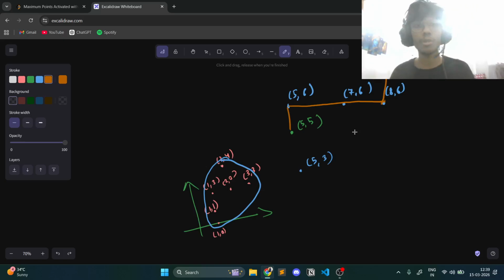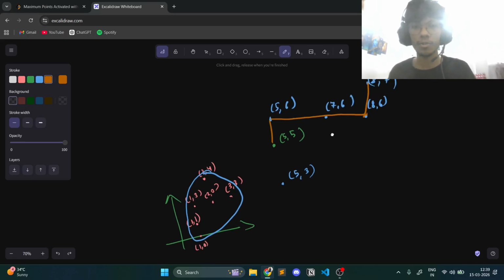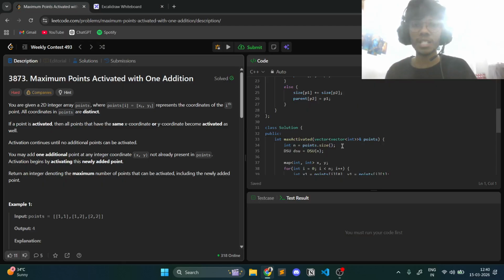So what comes to your mind when you hear this group thing? I did this with the disjoint set union, DSU, to group all the similar elements together, and we just find the maximum group, take the two maximum groups and add one to that answer. So size of this group and size of this group, and then we add one integer coordinate to group both of them together. So that is my answer. So that is what I do.